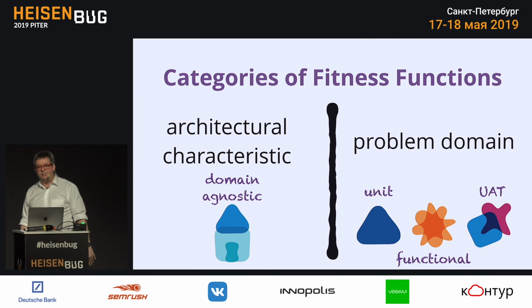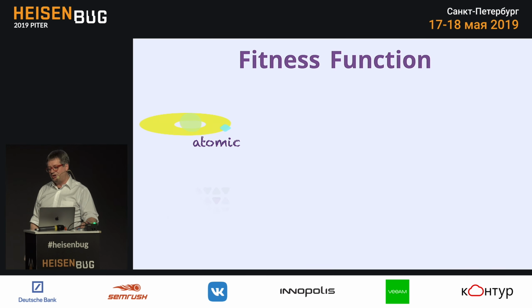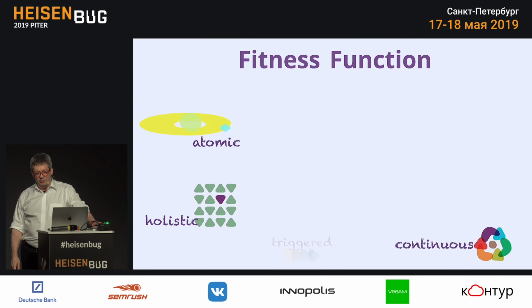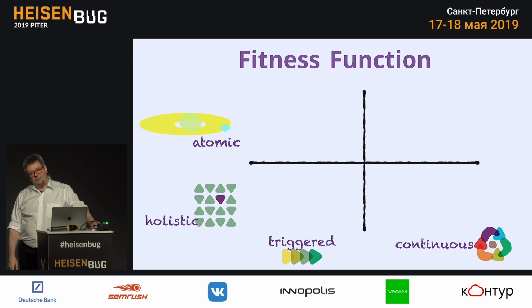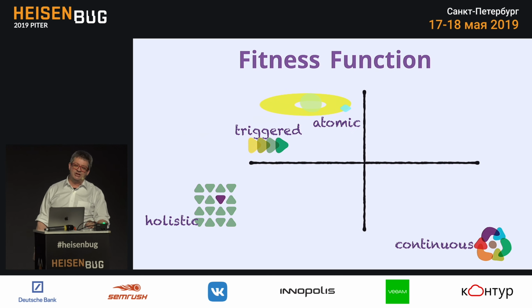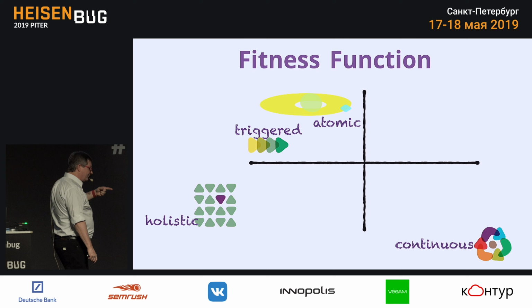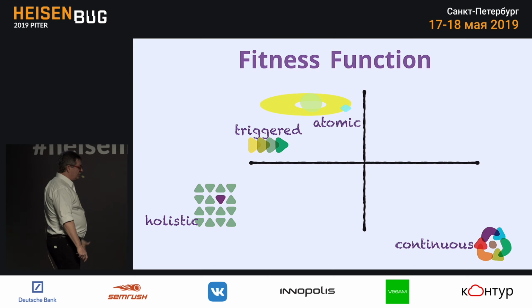This is still pretty abstract, I realize. Let's look at some actual tests and code and how you would implement some of these things. And I'll talk about a few of the categories that I've just established. So let's look at an example of an atomic triggered fitness function. These look at a single aspect of architecture, and they're triggered like unit tests.